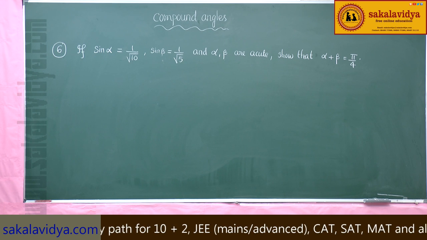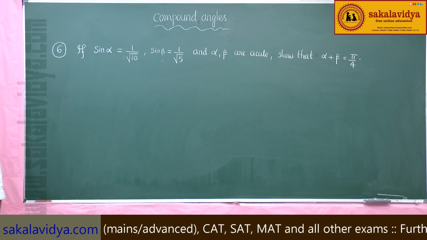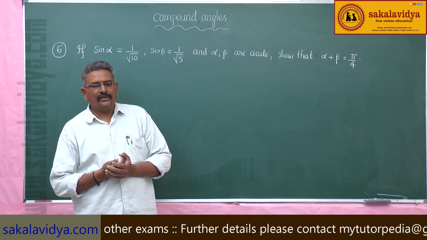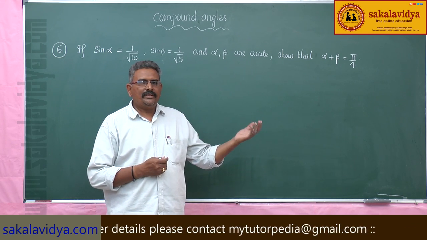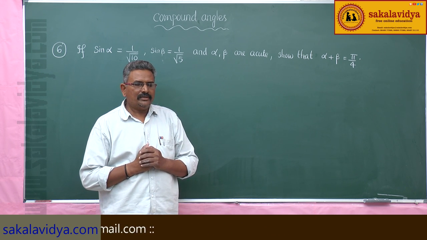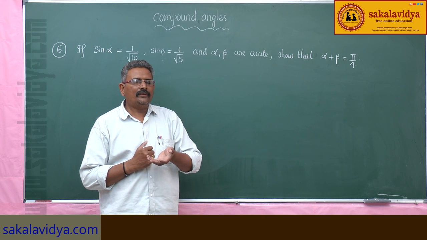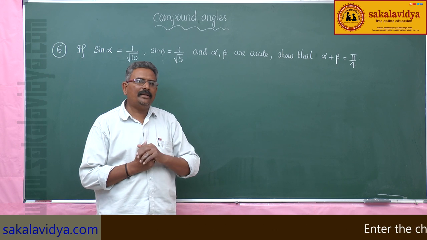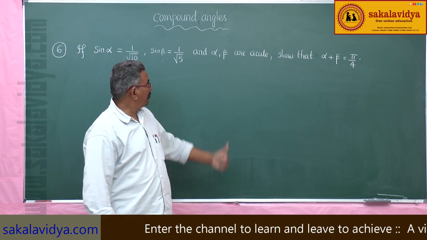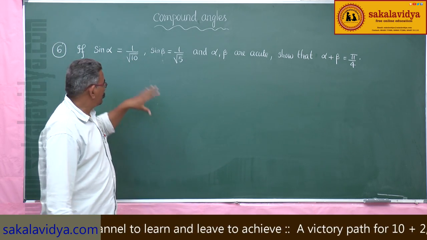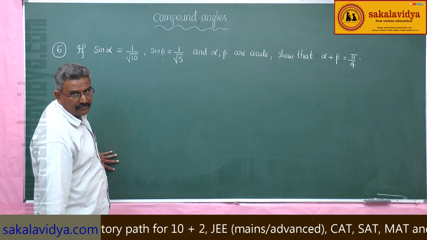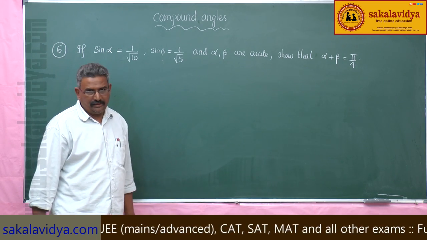Any problem in trigonometry, if you are asked to prove that the sum of the angles is equal to 45 degrees, it is better to take the tan ratio, or tan of alpha plus beta is equal to 1. It is enough to prove that tan of alpha plus beta is equal to 1. But if you expand tan of alpha plus beta, we get tan alpha plus tan beta by 1 minus tan alpha tan beta. That means we require tan alpha and tan beta values. But here sin alpha and sin beta are given. So that's why we have to find out tan alpha, tan beta, then find tan alpha plus beta so that we get the alpha plus beta value.